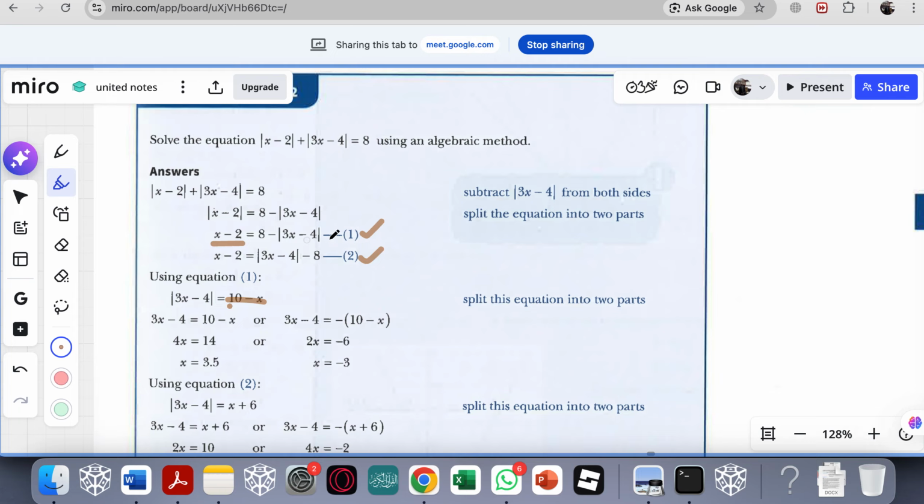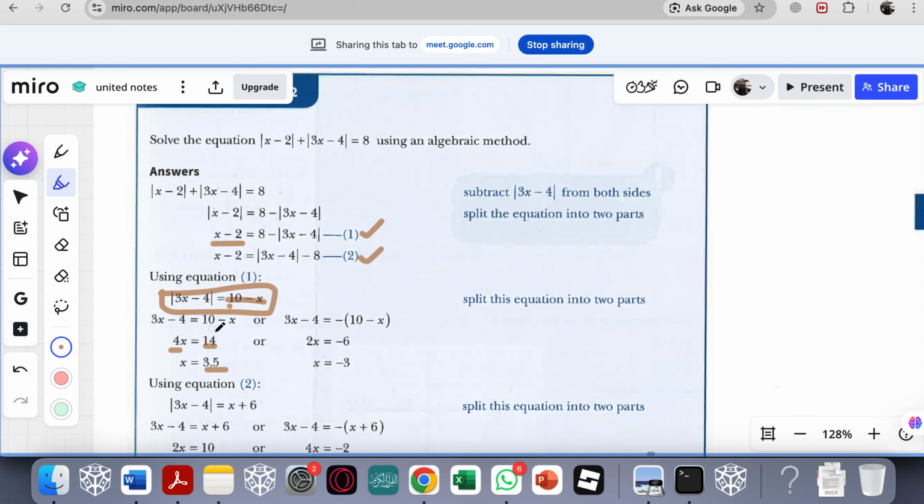And why keep this modulus? We bring this modulus to the left. You know it's minus. This modulus, if you bring it to the left, it becomes positive. And then you bring this x and 2 to the right, we get 10 minus x. So you remove the modulus, you just say 3x minus 4 equal to, we introduce negative to the equation we created. One we solve as positive, the other one we have to solve as negative.